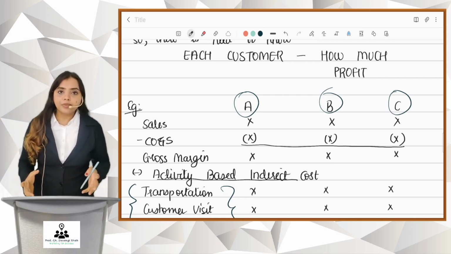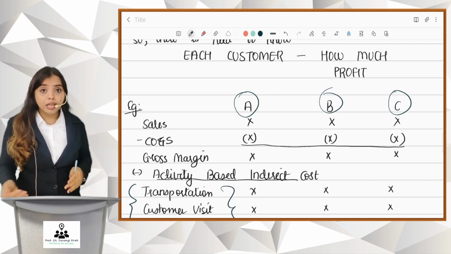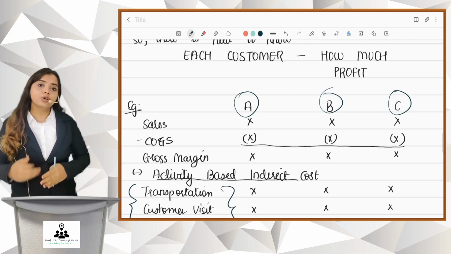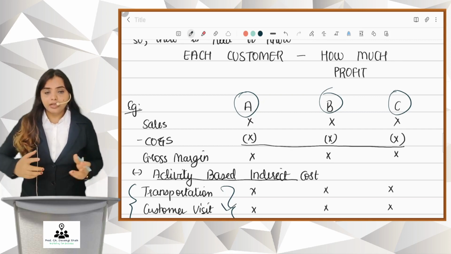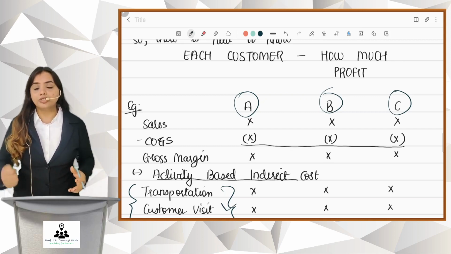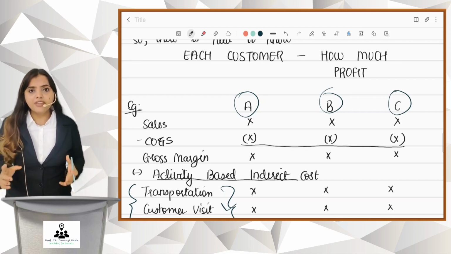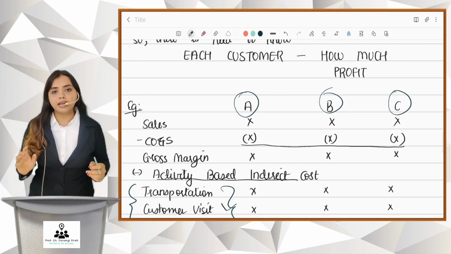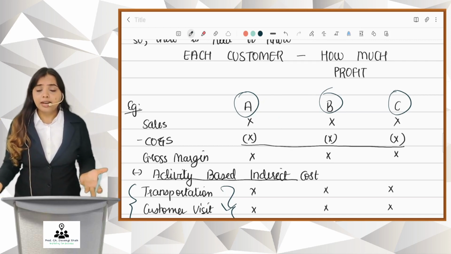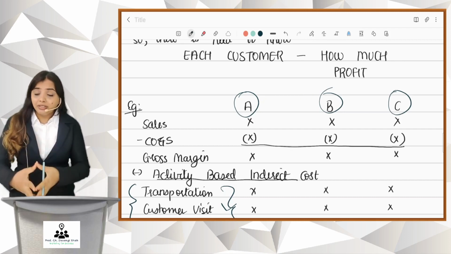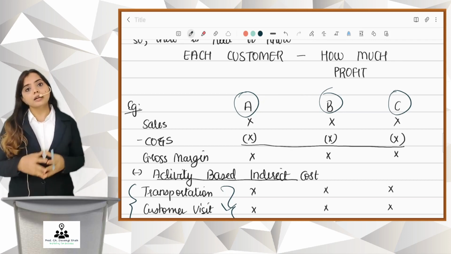Like transportation. If one customer is staying far away, so transportation cost will be more. If the customer is nearby, transportation cost will be less, right? Then customer visit. Suppose I have to visit twice for installation, so customer visit cost would be more. But if the installation is done by the client itself, he says I will do it on my own, in that case there is no customer visit, right? So it depends upon the activities consumed by the customer, and accordingly cost will be charged.